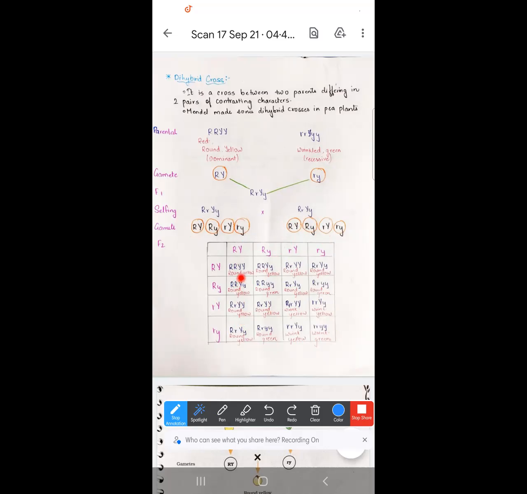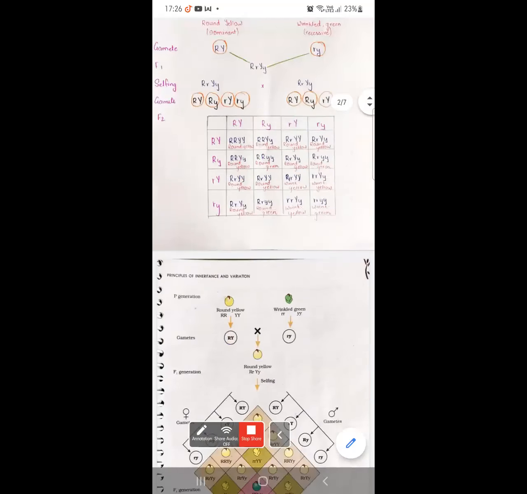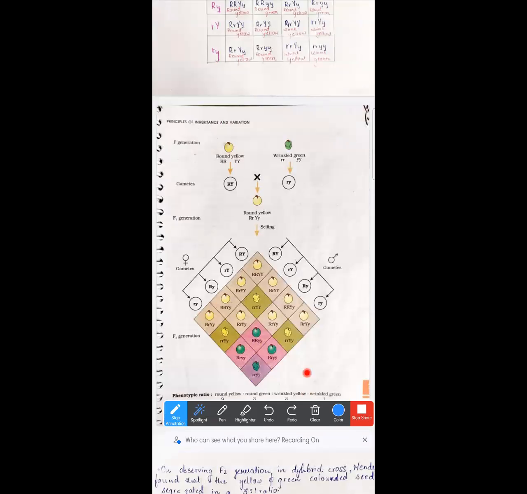So there is round yellow, round yellow, round yellow, and round yellow. But in some cases both Y are capital, in some only one Y is capital. Here, one R is recessive. Same, you can see this. This is a diagrammatic view of dihybrid cross from the NCERT textbook.